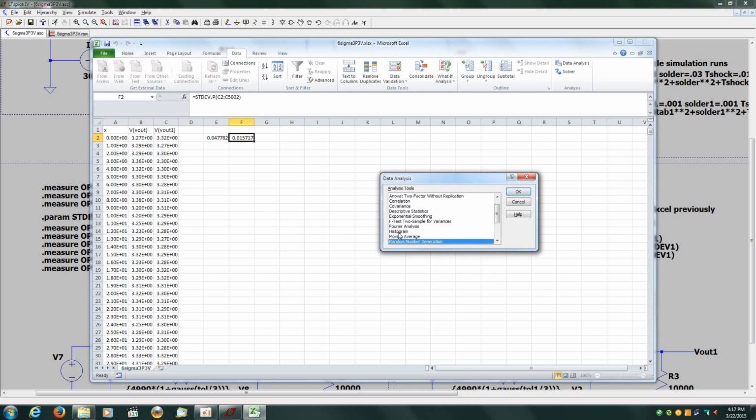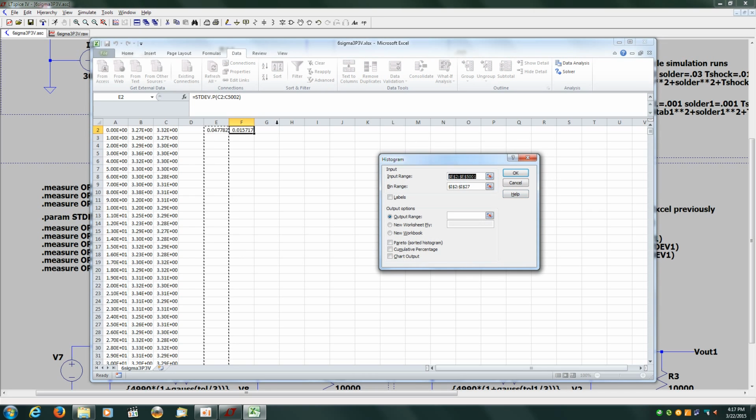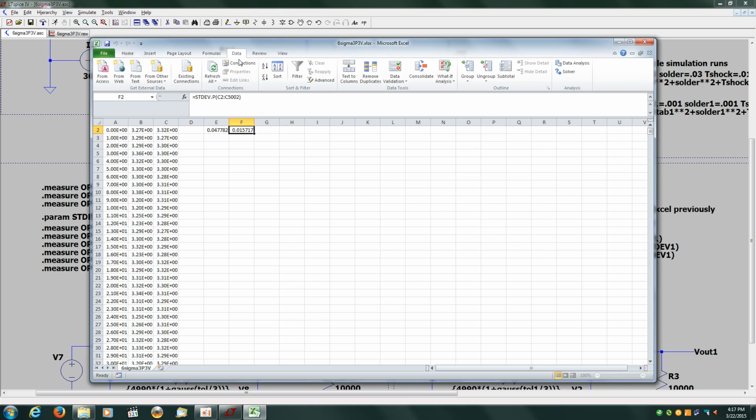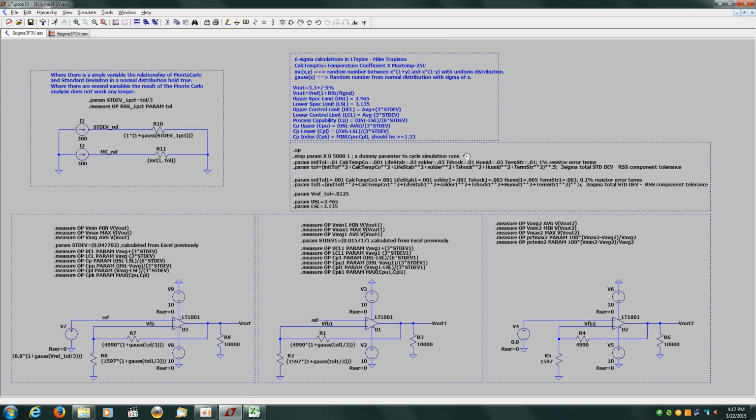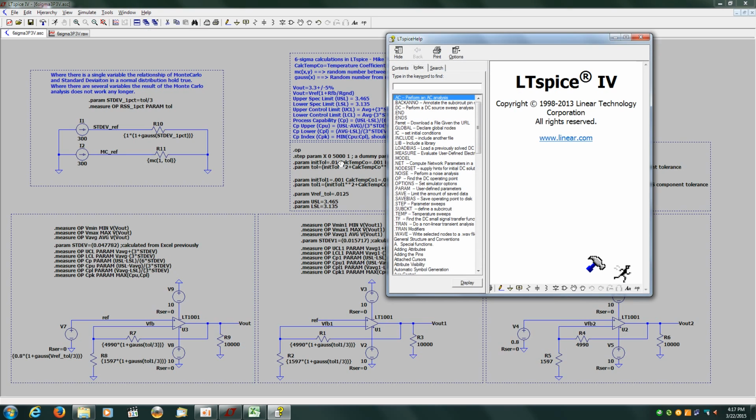The other thing that's kind of nice to do is show things graphically, and you can do that with the histogram function. I'm not going to show you how to do that, but this is a nice tool to show things graphically. And that is about it. Am I forgetting anything? Let's see. Well, you can learn all of these things from the help file. So LTSpice has a nice help file where it'll show you how to run these Monte Carlo analysis functions.